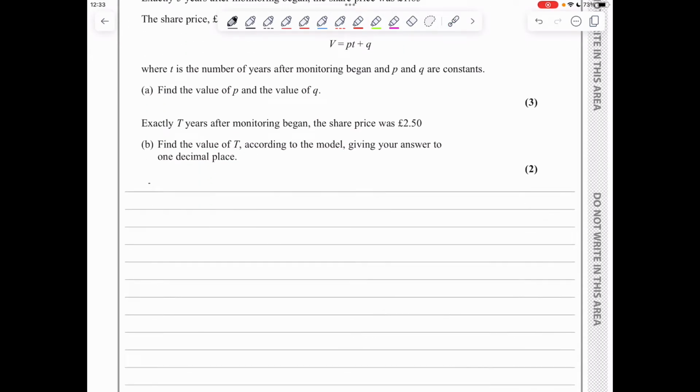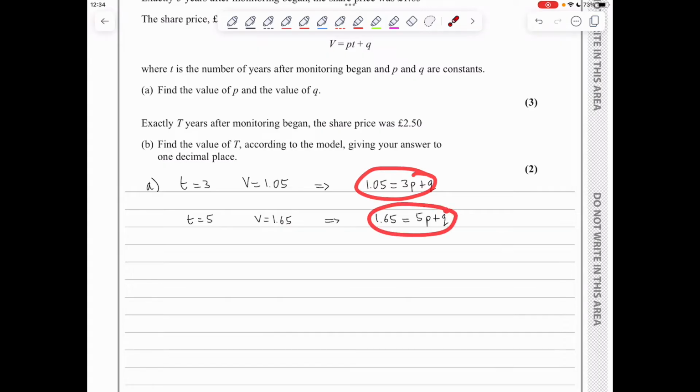We know that when t is 3, then V is 1.05, which means that if I substitute these values, I get that 1.05 is equal to 3P plus Q. And similarly, when t is 5, we have that V is 1.65, which means that 1.65 is equal to 5P plus Q. Now I could deduct the first equation from the second equation. So 1.65 minus 1.05 is 0.6, which is equal to 2P, and the Q will cancel out. So we get that 0.3 is equal to P.